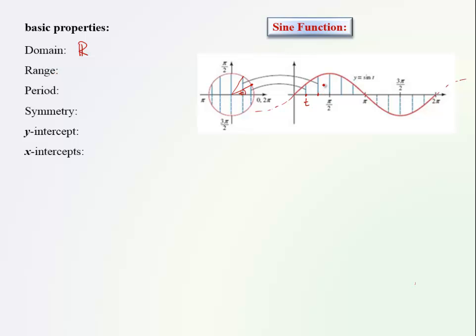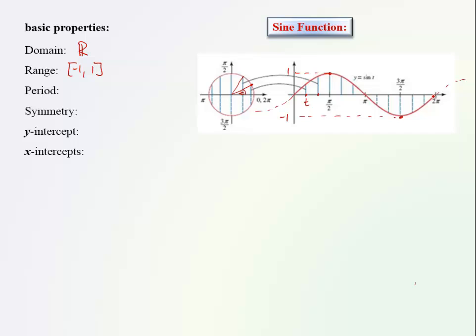Range: since sine represents the height of the point, the height can't be lower than -1 and can't be higher than 1. So the range is from -1 to 1. Those are the most extreme points. 1 is here, -1 over there. Period.